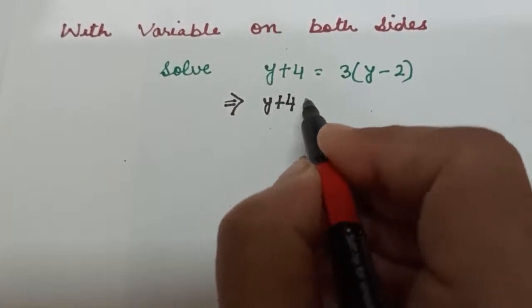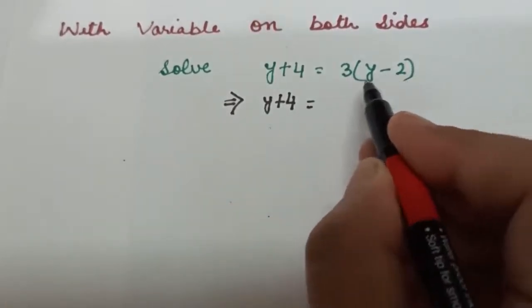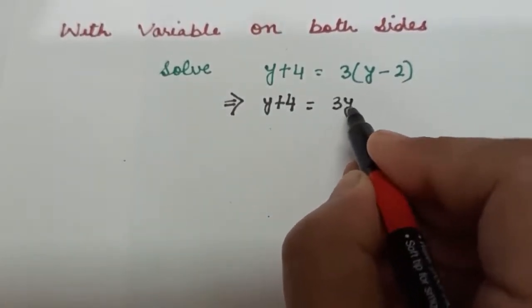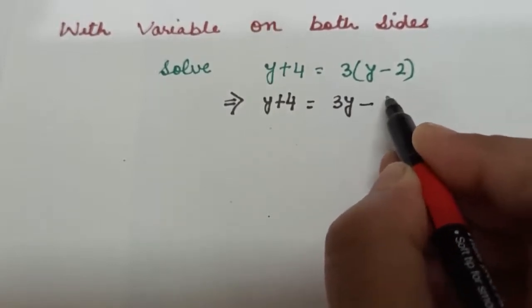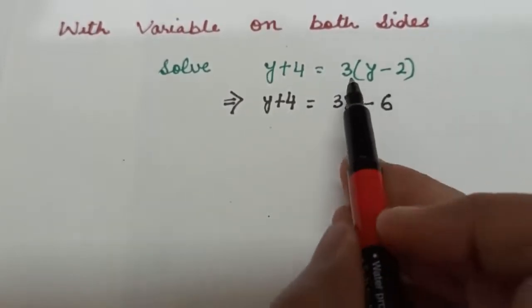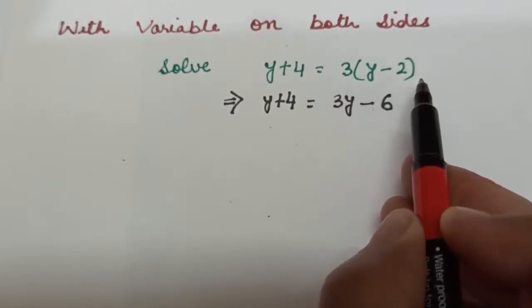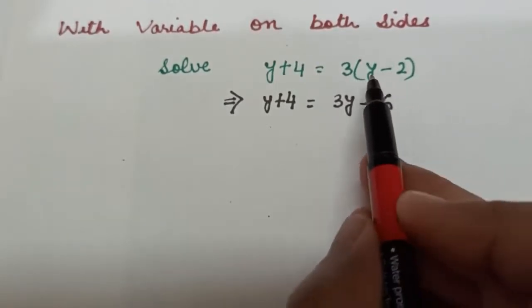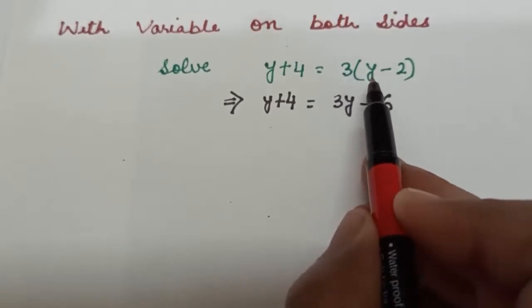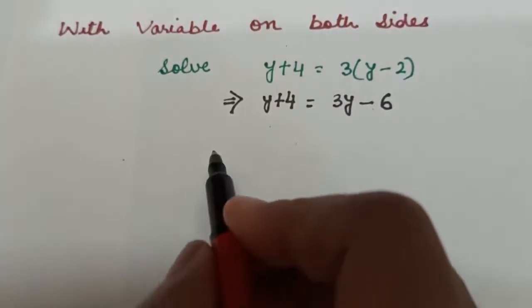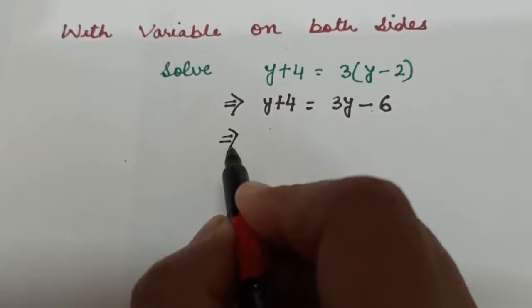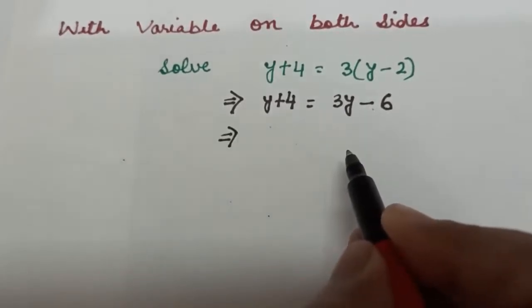Here y plus 4 will be written as it is. Here when we open the bracket, 3 into y is 3y minus 3 into 2 is 6. We know whenever anything is there outside the bracket, it will multiply with all the terms in the bracket. So that is why 3 is multiplied with y as well as with minus 2. Now we will collect like terms in one side.